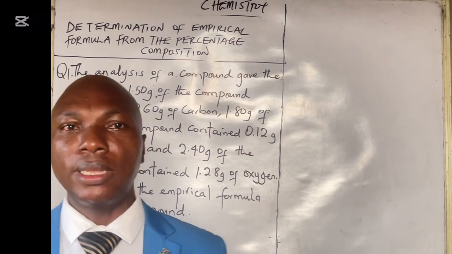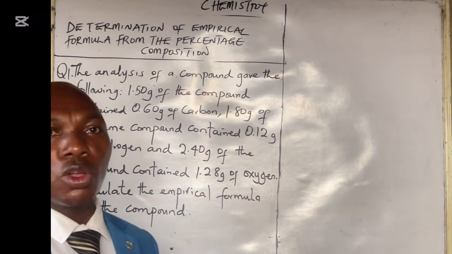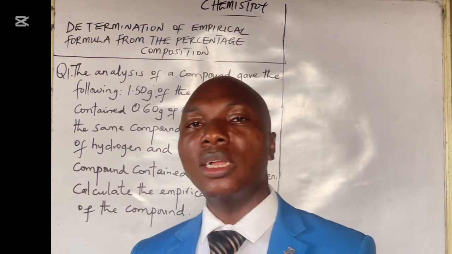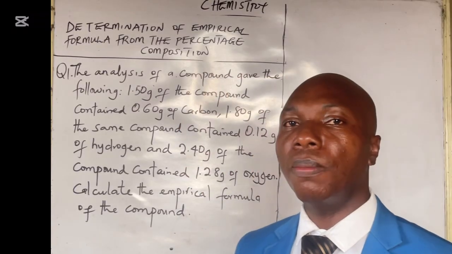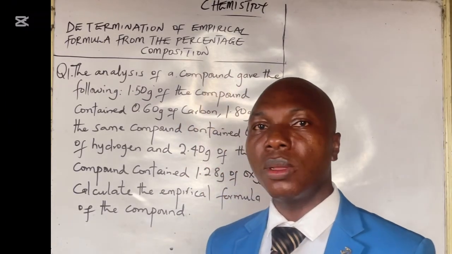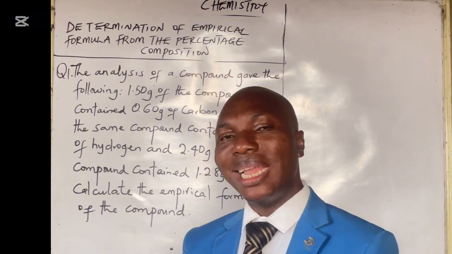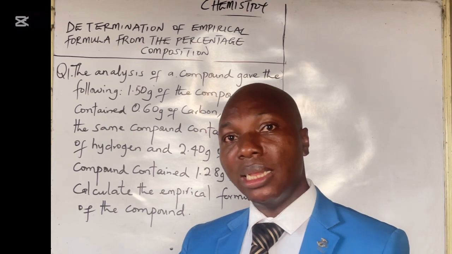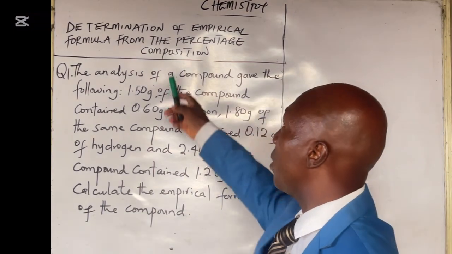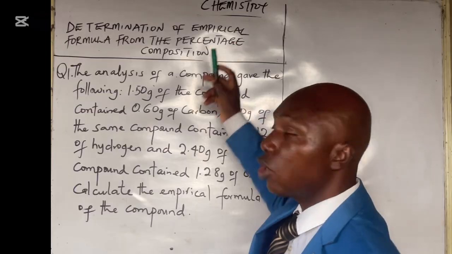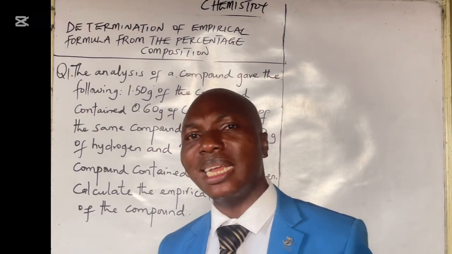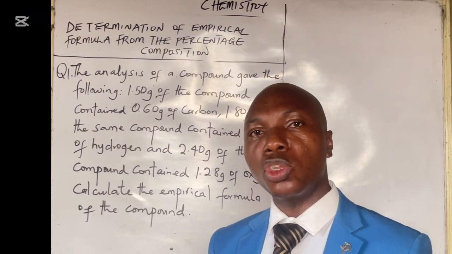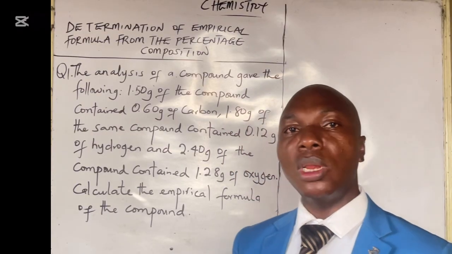Okay, class. In my last video, we talked about percentage composition and how to calculate empirical formula and molecular formula. Today we want to continue the class on empirical formula, when you need to derive it from the percentage composition by mass of the element. We have determination of empirical formula from the percentage composition. Empirical formula, in my last class, I defined as the simplest formula which shows the ratios of the number of atoms in the molecule of the compound.